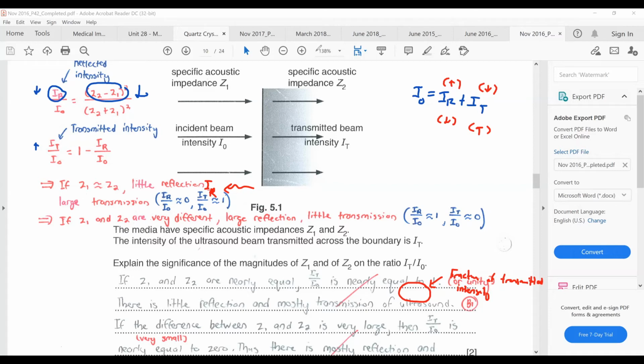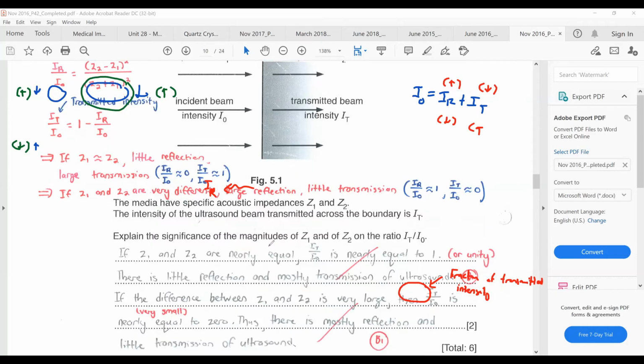If on the other hand, your Z1 and Z2 are very different from each other, that means the difference between them is very large. Your reflected intensity will be large, and in return, your transmitted intensity will be small. So you want to use your explanations of Z1, Z2, but to explain transmitted intensity now. So hence your answer was like this.